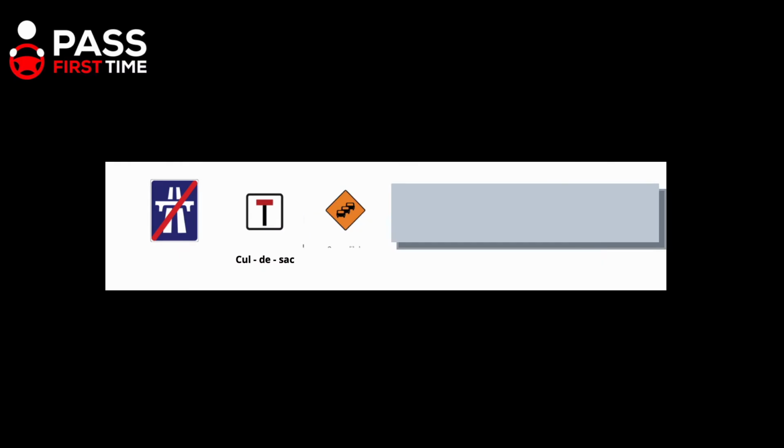Sign number two has appeared. What would that be? Let's find out. It's a cul-de-sac, a dead end. Sign number three, number of cars.